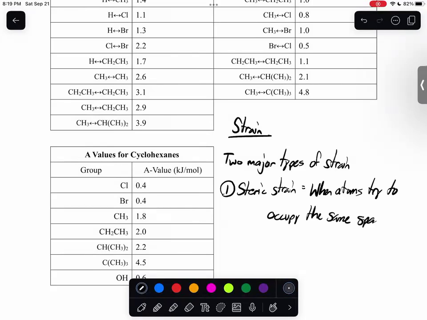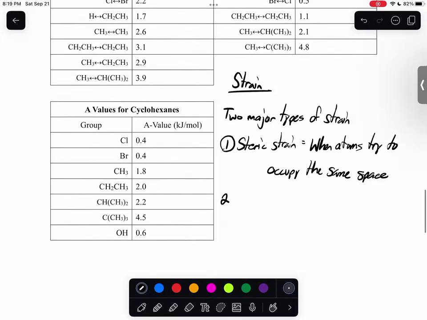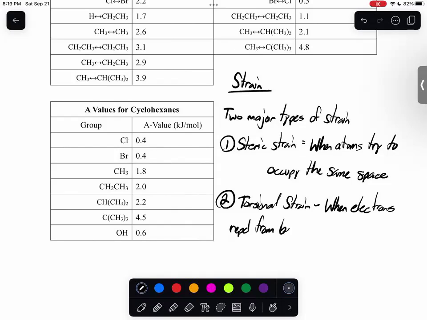All right. And the second type is what we call torsional strain, which is when electrons repel from being too close and it bends bonds.